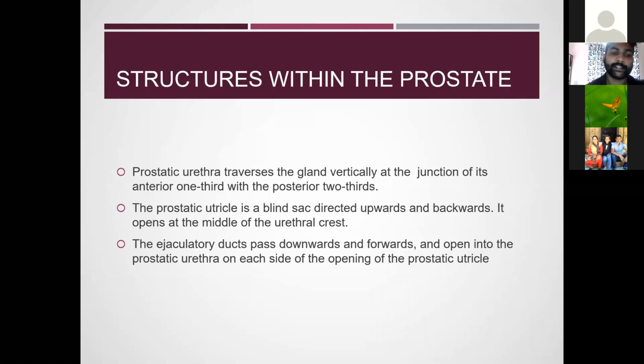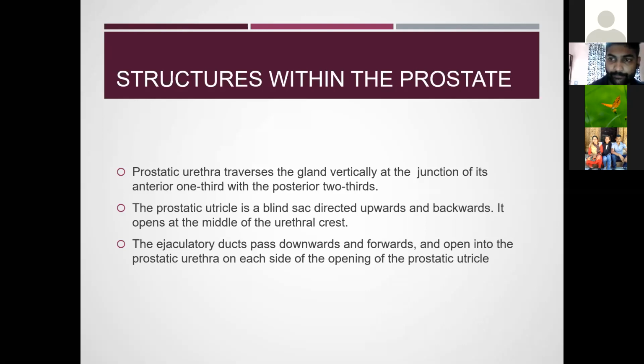Then the prostatic utricle. It is a blind sac that is directed upwards and backwards. It opens at the middle of the urethral crest. Then the ejaculatory ducts pass downwards and forwards and open into the prostatic urethra, on each side of the opening of the prostatic utricle.